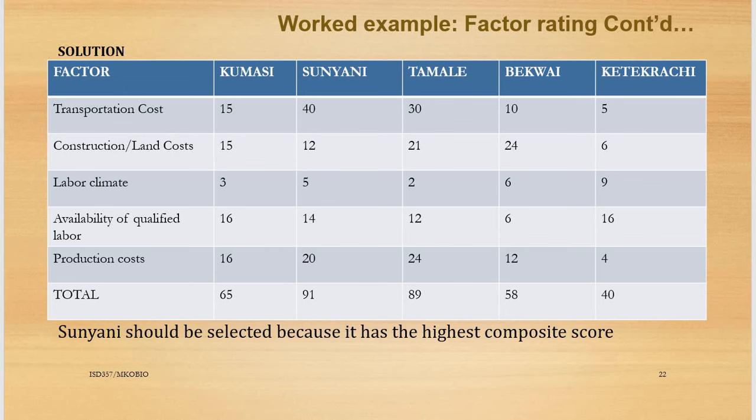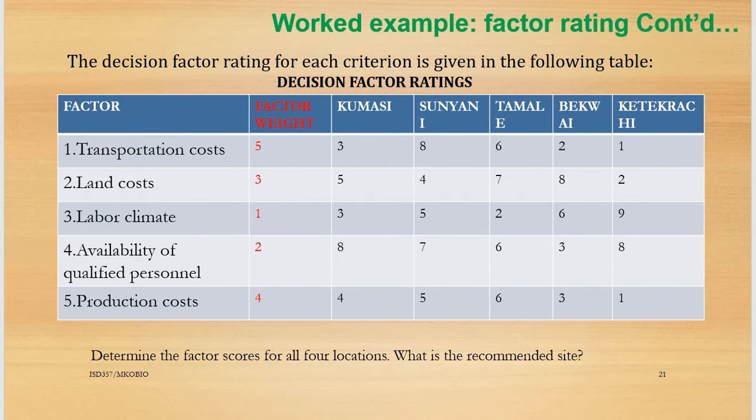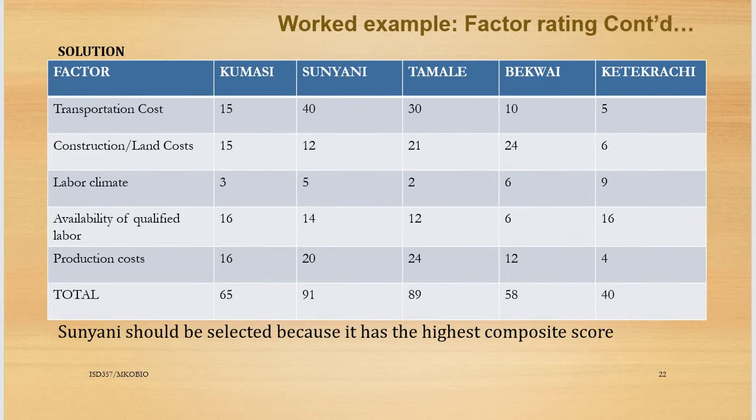So you have to multiply each by the factor weight. You see the factor weight as 5, and you multiply 5 by 3. You move on to land cost and do the same: you multiply the 3 by 5 to get your weighted score. After doing all this for each location, you can see that the transportation cost for Kumasi was 15, Sunyani was 40, Tamale was 30.